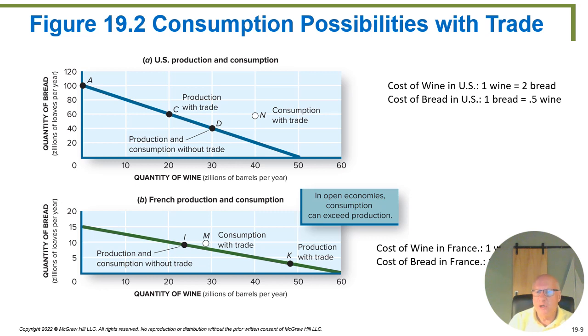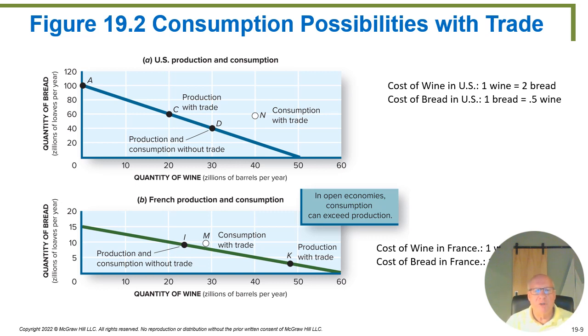Now, what does it cost to produce wine in the United States? Well, here's our production possibilities frontier for the US. It's this blue line right here. What it's showing is the trade-off between producing bread and wine. So let's think about this issue. If we want to produce bread, what's the opportunity cost of producing more bread? If we transfer resources and workers to wheat and bread production, what has to happen to wine production? It has to go down. How much does it go down?